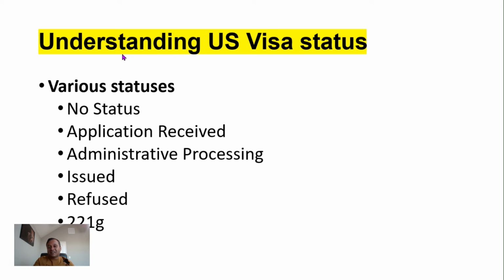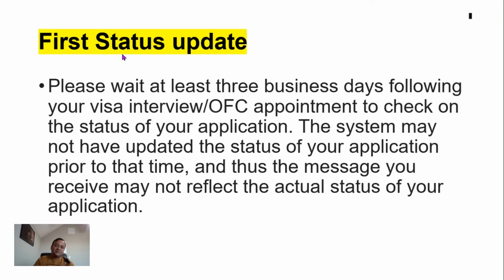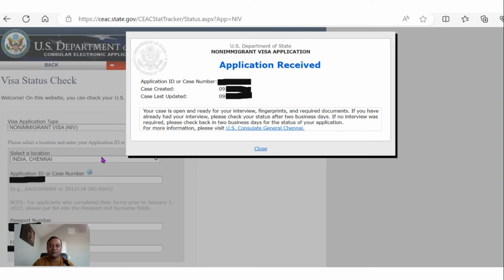So if there is no status, that means your application is not in the system yet. You should be waiting for at least 3 business days before your visa application may be updated into the system. So wait for at least 3 business days, not including holidays or Saturdays and Sundays, and your first status update will be application received. Once they receive the application, then they send it for processing, which are the next few statuses we will talk about.